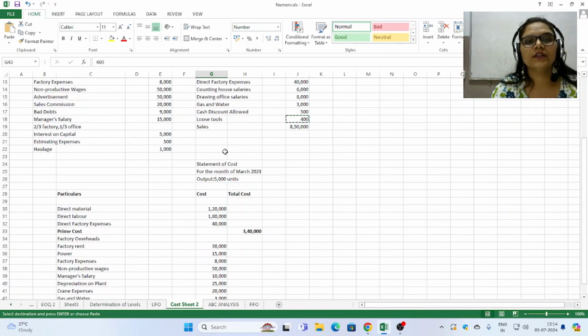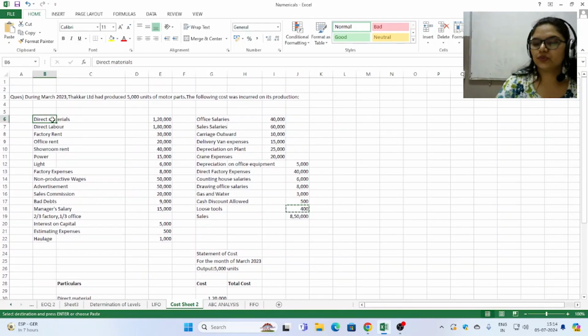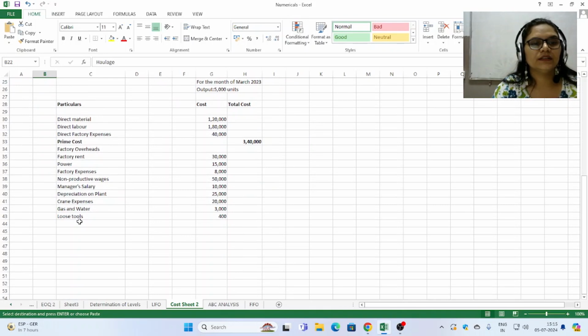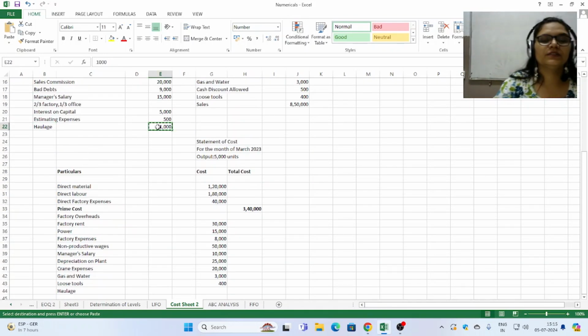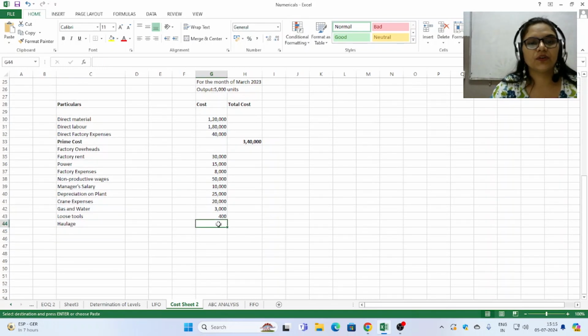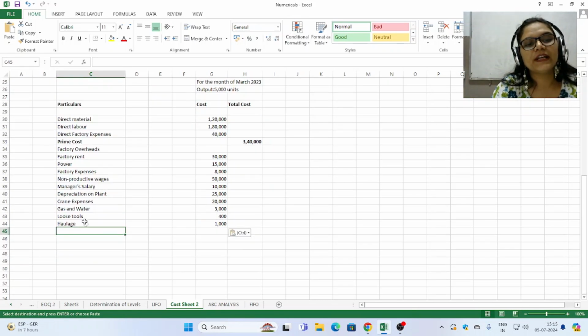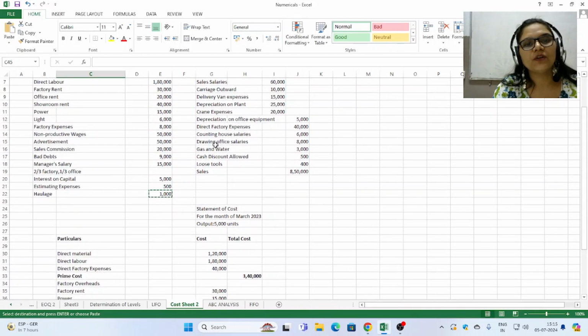Next, are there any expenses we have left? Let us go through it. Yes, we left haulage. Haulage is a part of your factory premises, so we will write haulage in your factory overheads. These are the expenses which we will record in your factory overheads. 1,000.